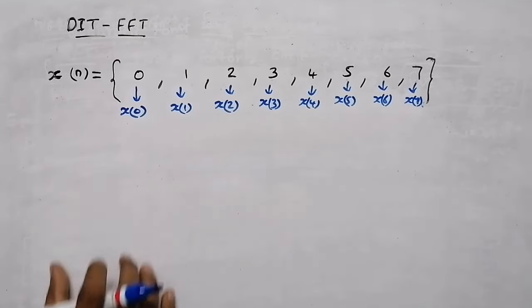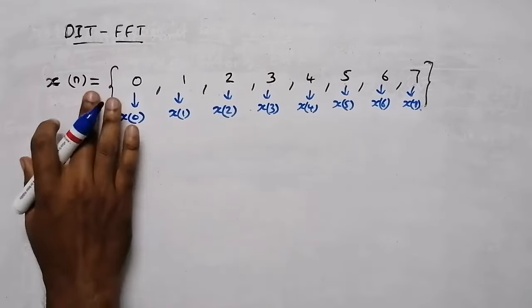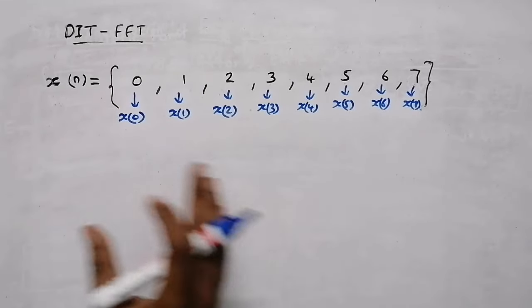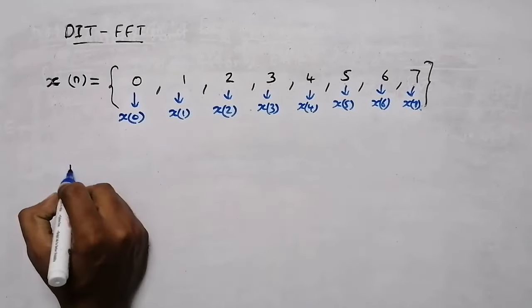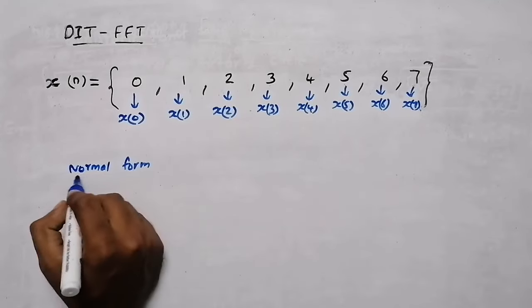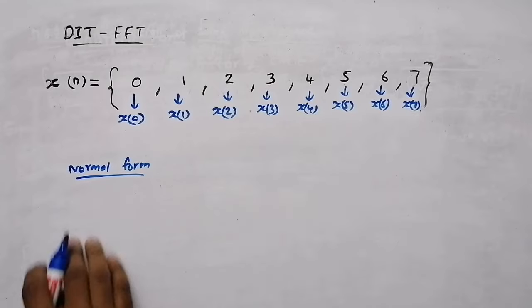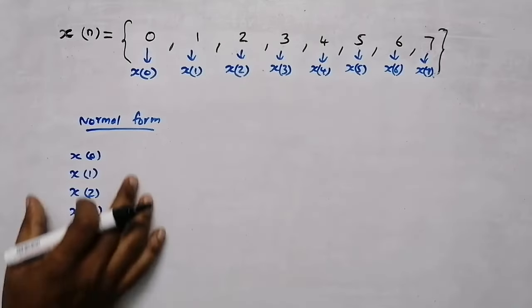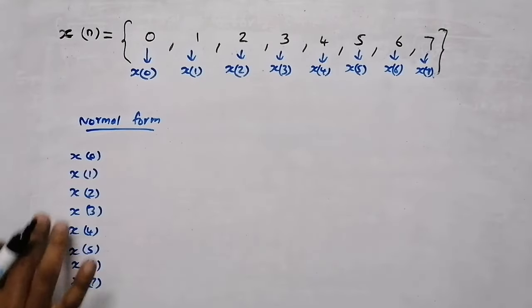Now we need to write the normal form. Then in DIT FFT, we need to convert the normal form into bit reversal form. First of all, write the normal form. So the normal form, write the sequence like this itself. So we wrote the normal form in sequence.